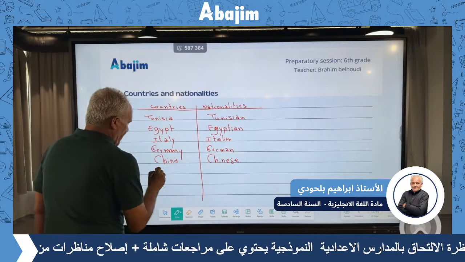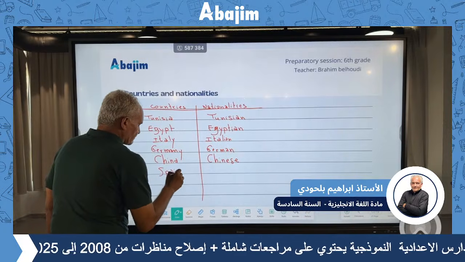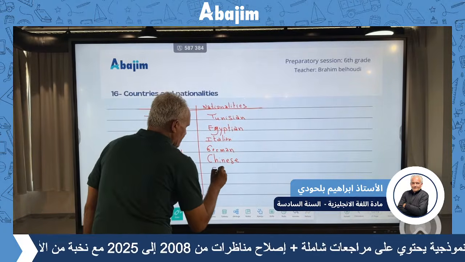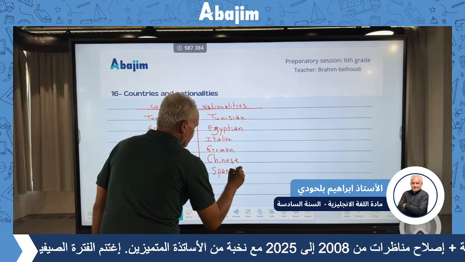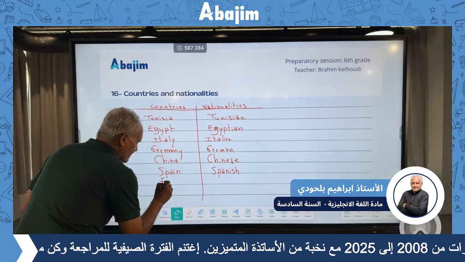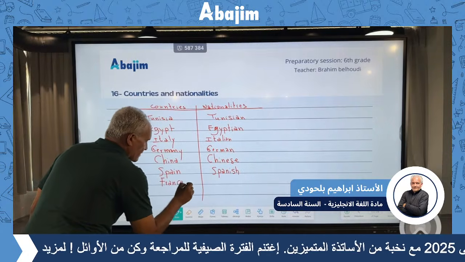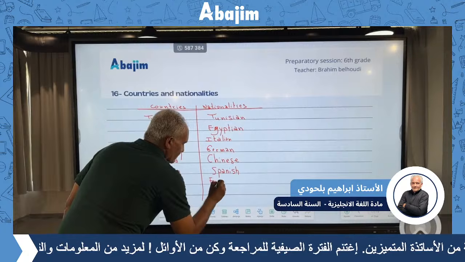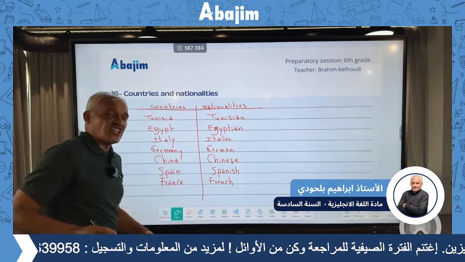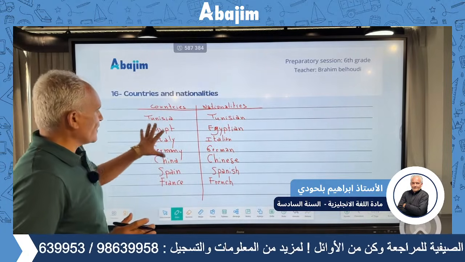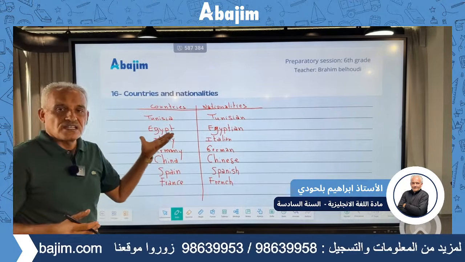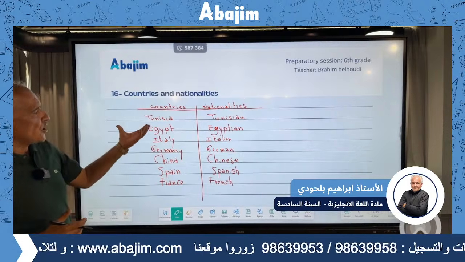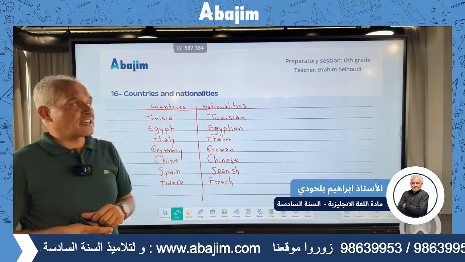For example, Spain, the nationality is Spanish. France, the nationality is French. And all of them are capitalized, whether countries or nationalities, and so on. So these are some examples to show the difference between countries and nationalities.